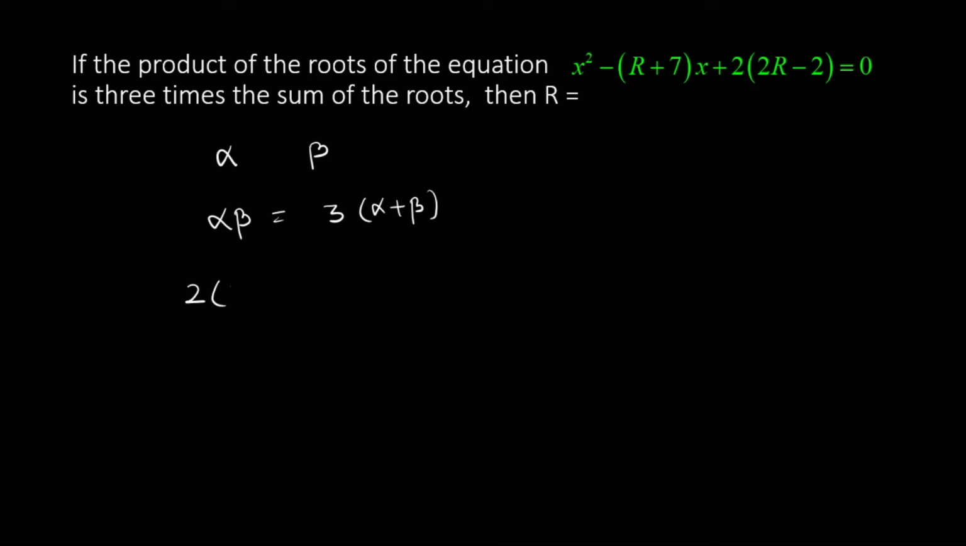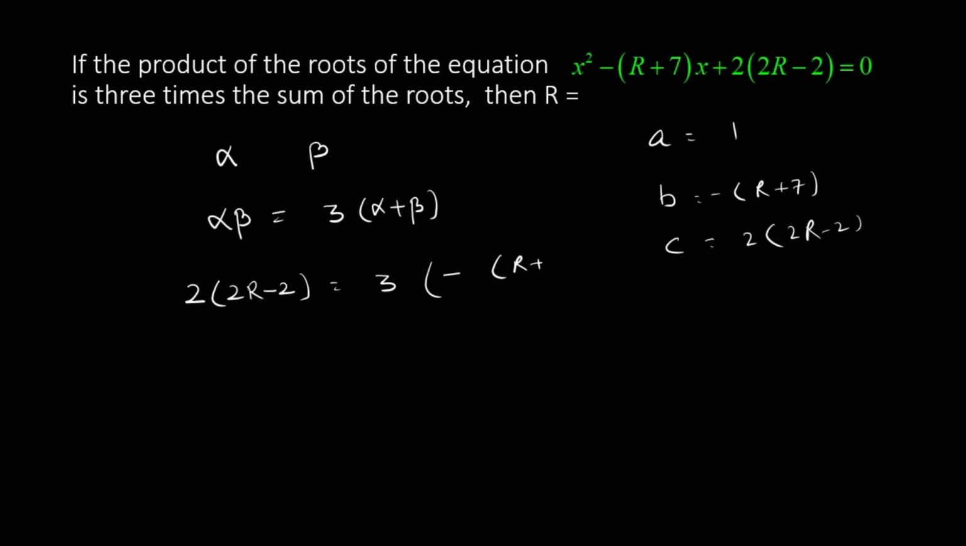Now from the quadratic equation we have the product of roots is c by a, where c is the constant term, that is 2(2r - 1). Here a is the coefficient of x squared, which is 1, b is the coefficient of x, that is -(r + 7), and c is the constant term, 2(2r - 1). So the product of roots alpha beta is c by a, and this is equal to 3 times the sum of roots, which is -b over a. Since a is 1, we have to multiply with the minus sign.